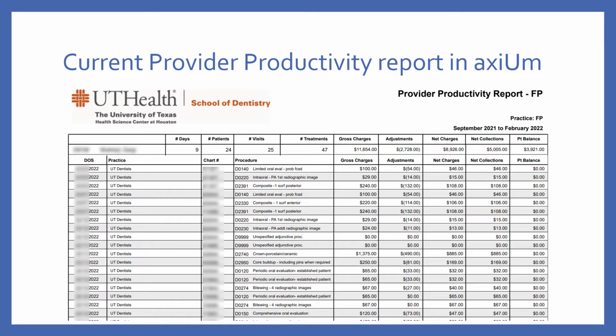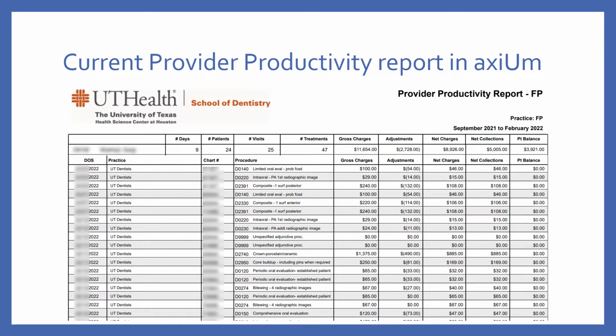This report contains summary information about the number of dates that the provider saw patients, the number of patients seen, the number of visits, the number of treatments, the gross charges, adjustments, net collections, and the patient balance. It shows you this information for the time period selected. It also contains a list of all the procedures completed for each patient on each date of service and the information about charges, adjustments, collections, and balances for each.